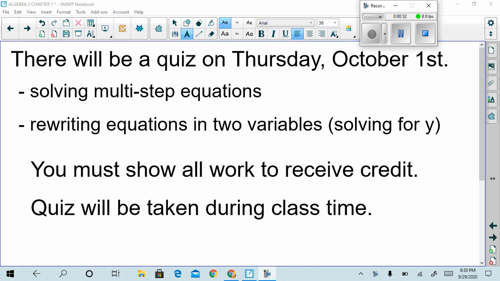And this quiz will be taken during class time during a Zoom session and submitted before the end of the period.